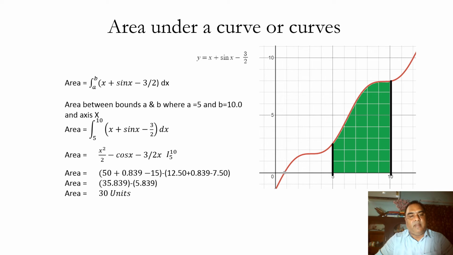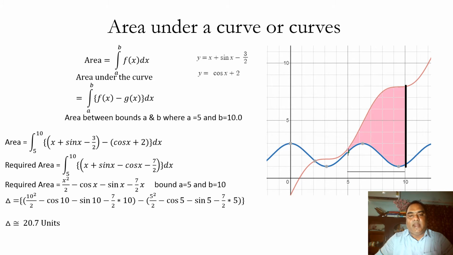Like you can see, x plus sin x minus 3/2, when we integrate with respect to x, we get x squared over 2 minus cos x minus 3/2 x, and we apply the bound from 5 to 10, and therefore we get this particular answer, and the answer is 30 units.